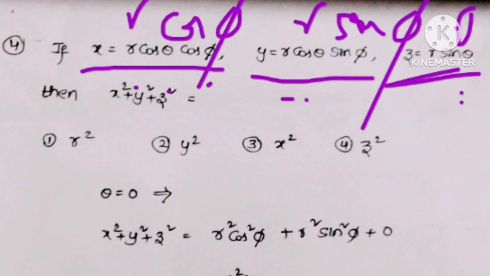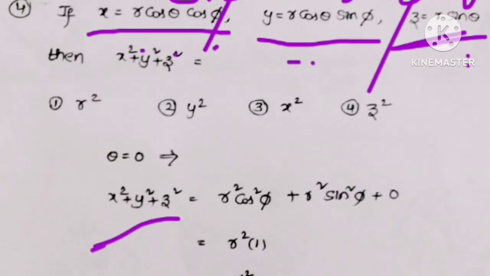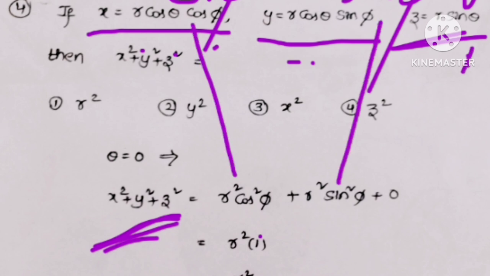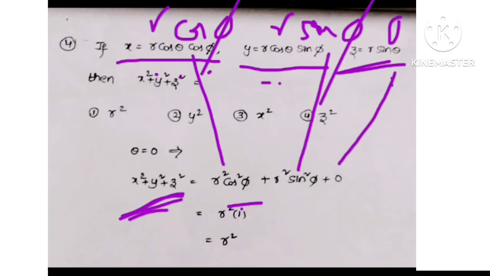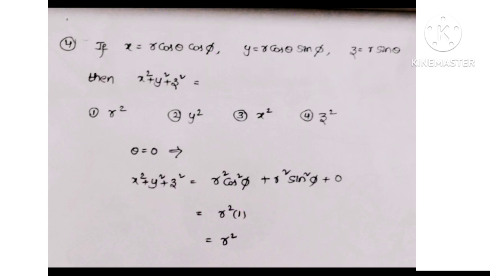Now simply I am substituting these three values in x square plus y square plus z square. Understand? So r cos phi, r sin phi, 0. So x square is r square cos square phi, y square is r square sin square phi, and z square is 0 square. Taking r square common, cos square phi plus sin square phi is equal to 1. R square into 1 is equal to r square, that is nothing but the first option. Understand all of you? Very easy question.